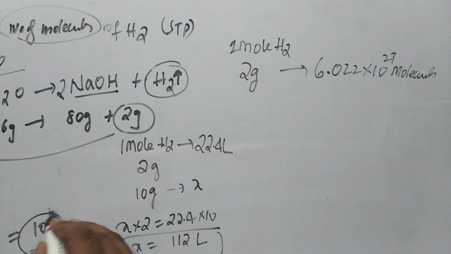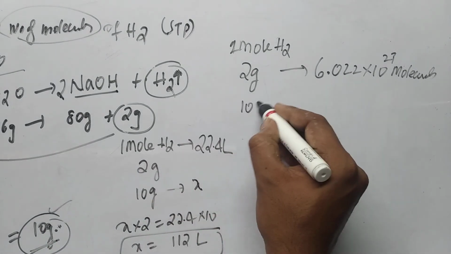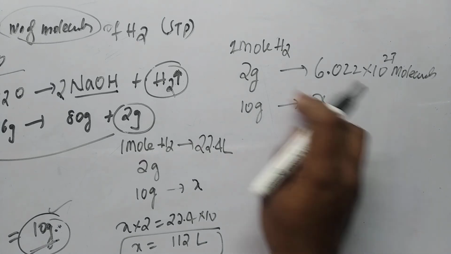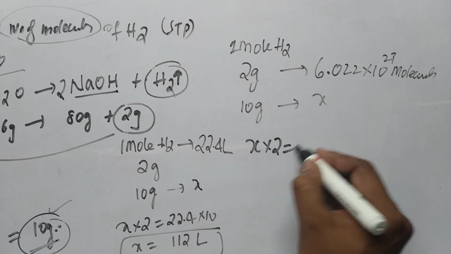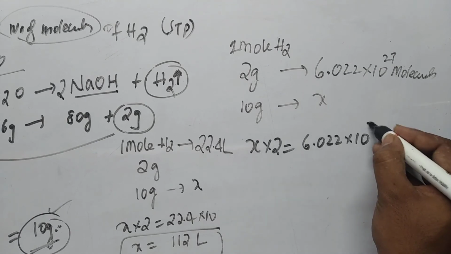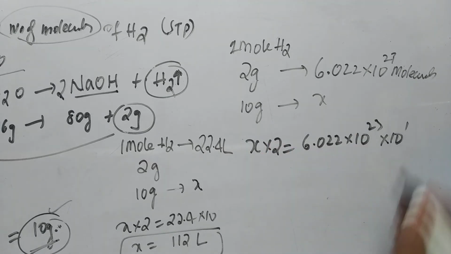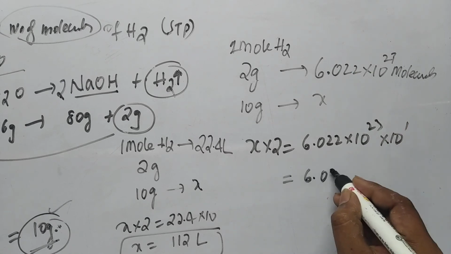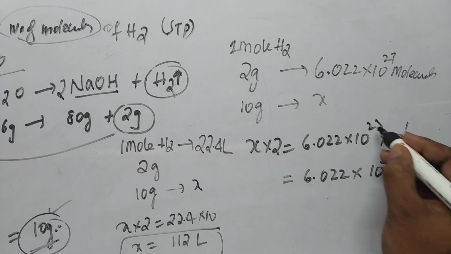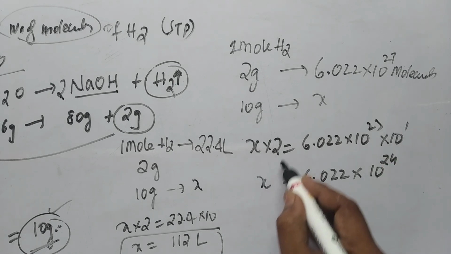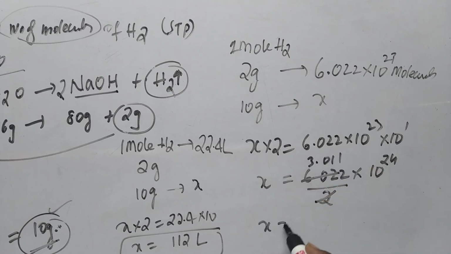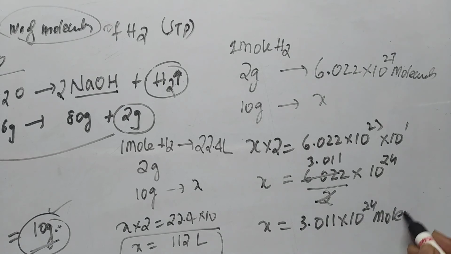Now we have the new hydrogen gas quantity of 10 grams. So how many molecules will this 10 grams take? We need to find the value of X. So we just cross multiply. X into 2 is equal to 6.022 into 10 power 23 into 10 power 1. We can see here the bases are the same, so we can add the powers. So we'll get 6.022 into 10 power 24, 23 plus 1 is 24. So this 2 will go to the denominator and we can cancel. So X value is 3.011 into 10 power 24 molecules.